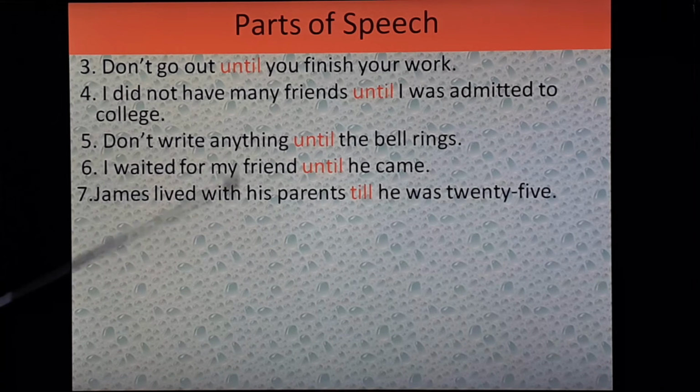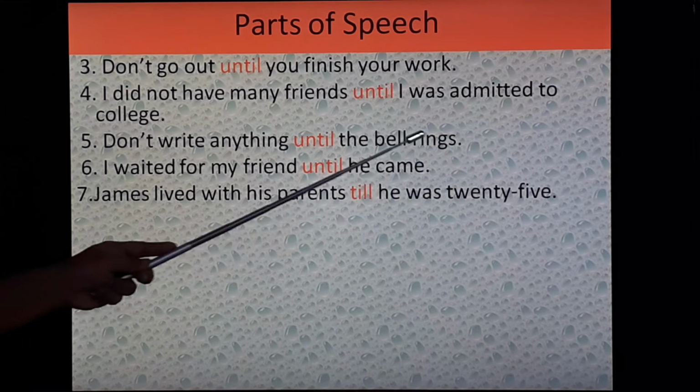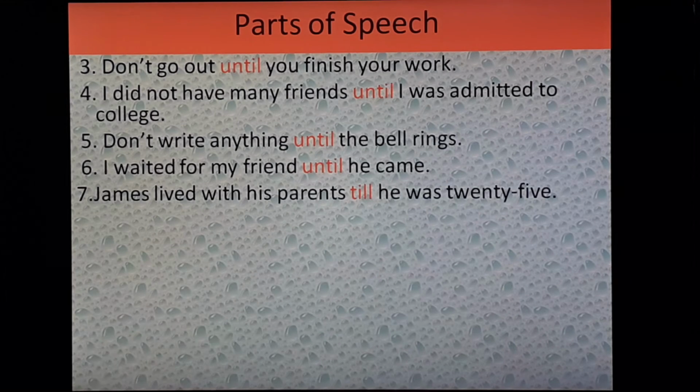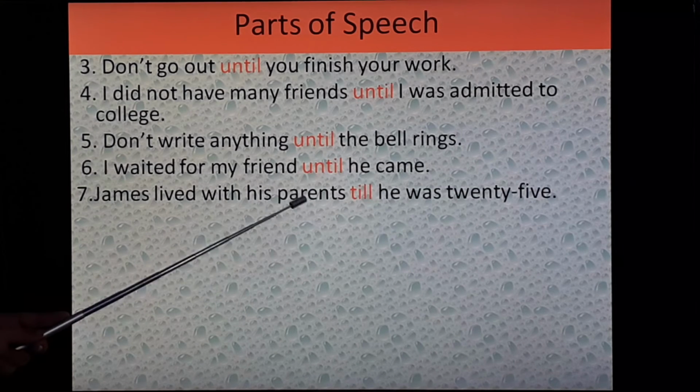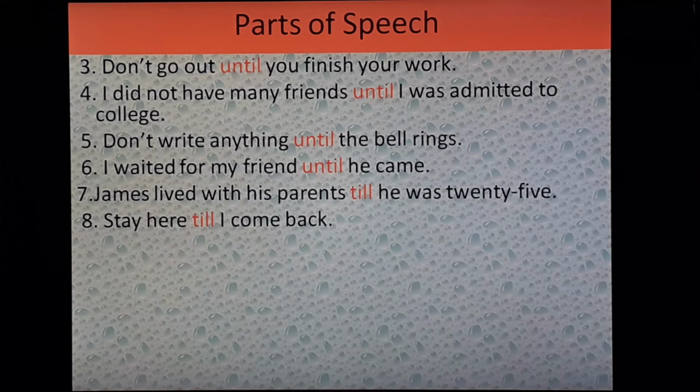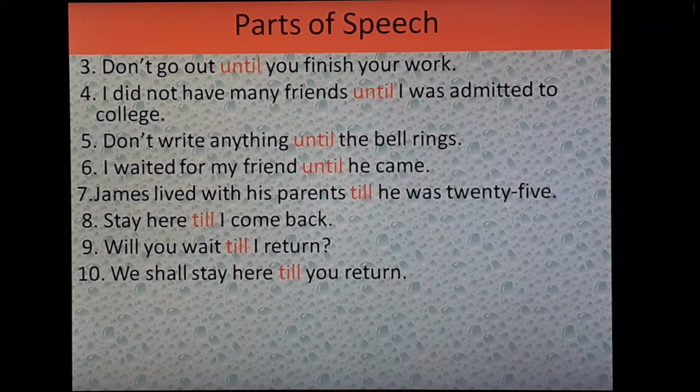James lived with his parents till he was 25. Up to the particular time, he lived with his parents. That's why here till is mentioned. Stay here till I come back. Will you wait till I return? We shall stay here till you return. So if you want to make this sentence more formal, then use until.